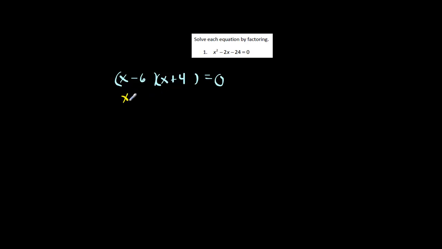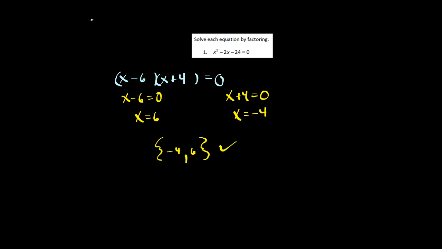Now we want to set each of these equal to 0 and solve. The first one gives you 6. The second one gives you negative 4. So you use set notation from least to greatest. So negative 4 and 6 are your solutions.